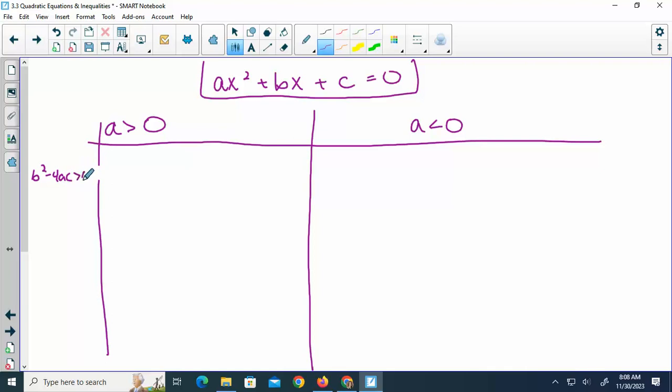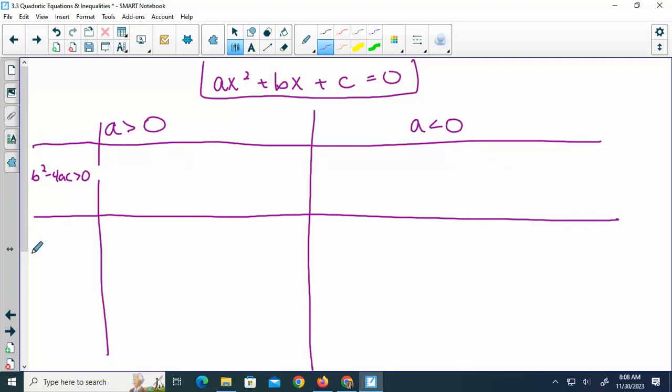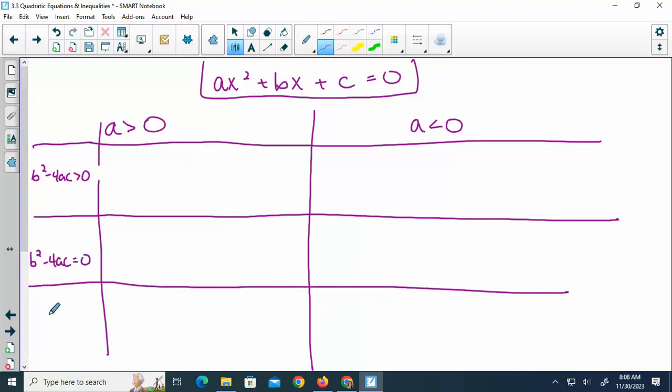If that is greater than 0, we talked about the discriminant yesterday. If your discriminant is positive, what does that mean? Right, 2 real solutions. And I said the solutions, what do those look like on a graph? Yes, those are your x-intercepts. So if it's positive, it has 2 x-intercepts.